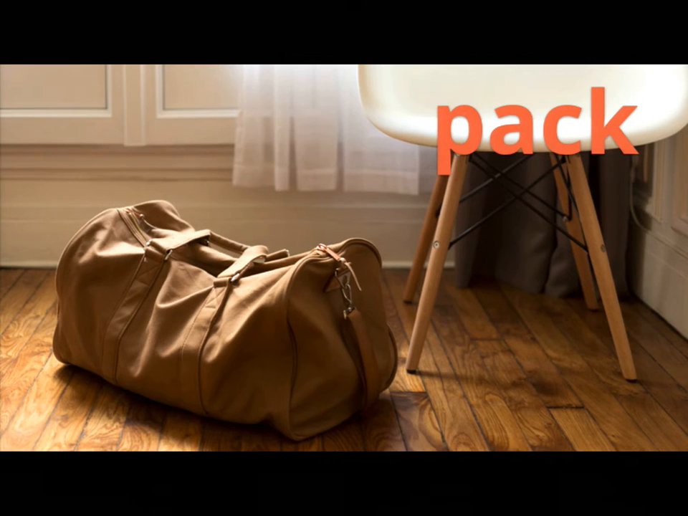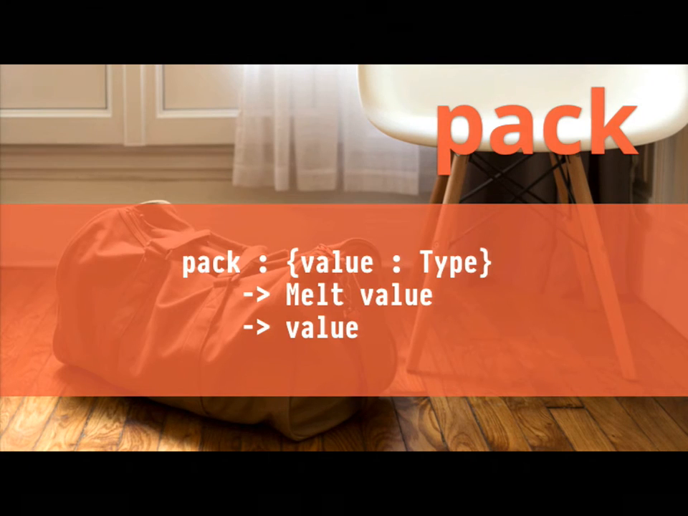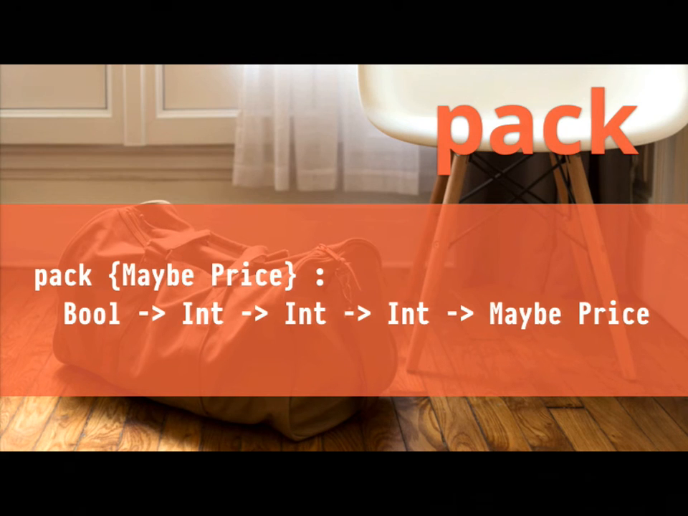So the opposite of that is going to be pack, which is going to allow us to take a bunch of our melted down values and smash them together into a compound value again. So you see it takes a type and then all of the components, and then it will give us back our compound type. And this is what it looks like for maybe. So we give pack the type maybe, and then it gives us back the function that will smash everything together again.